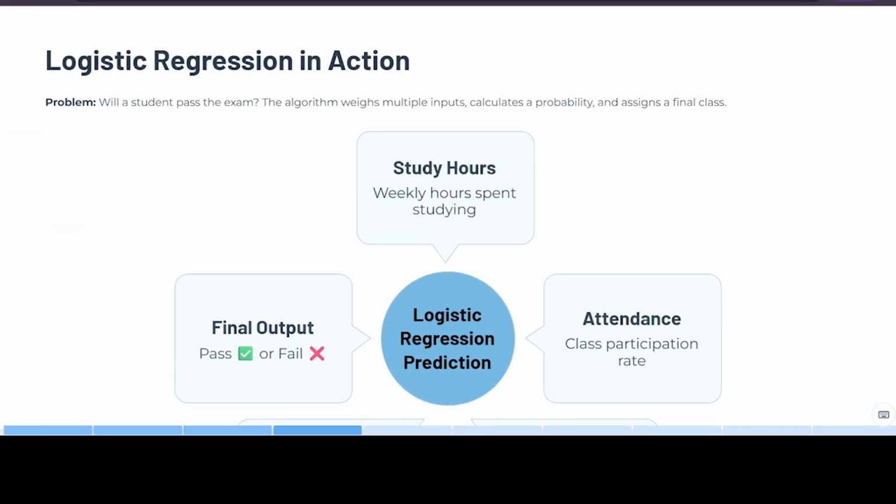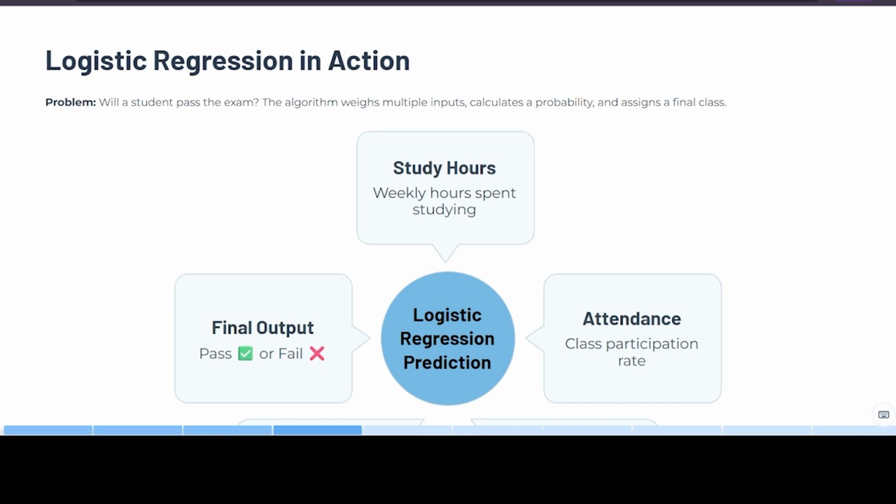Logistic regression in action, okay. Just imagine a school wants to predict whether a student will pass the exam or not, okay. The machine learning model receives three inputs: one is study hours, another is attendance, and another is the previous exam marks. It gets these three inputs: study hours, attendance, and previous exam marks.